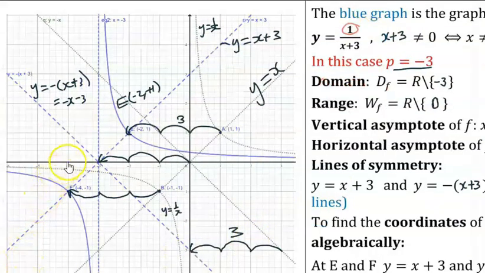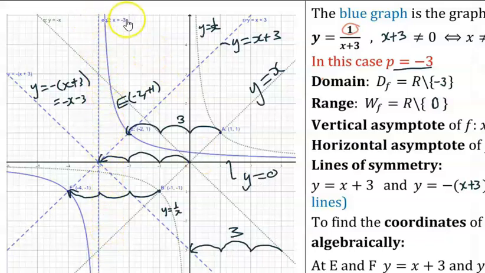And what we forgot to mention here, our horizontal asymptote is the x-axis. This line here is y equal to 0, and this broken line here is the line x equal to minus 3. So this is a horizontal shift. The one was to the right and this one is to the left.